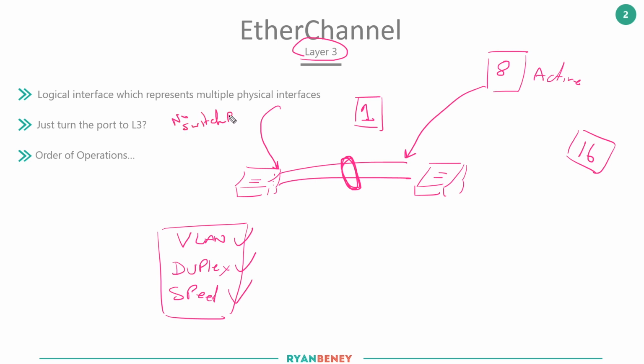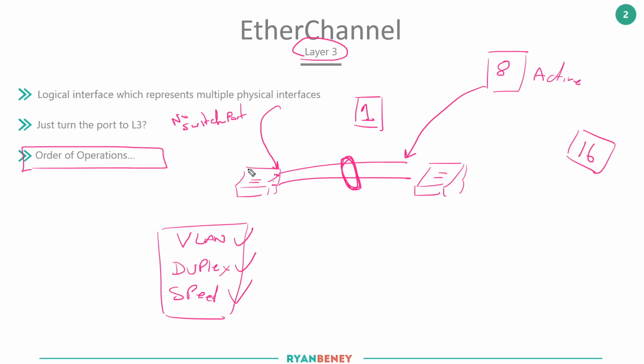Because if I were to do that, what happens? Well, I break the channel, because this port and this port do not agree on the same configuration. I configured one as a layer 3 port, and I've got one still as a layer 2 port. And no matter how quick I do that, one will be configured before the other. If I paste the config in, one will still be configured before the other. And the order of operations is vital here.